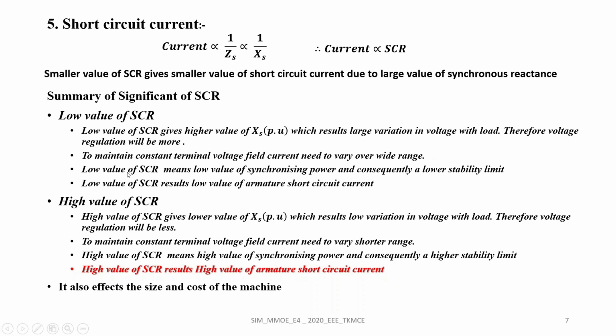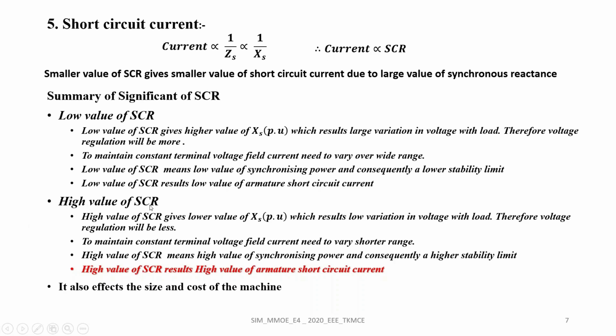Then third point is low value of SCR means low value of synchronizing power. That is, SCR is directly proportional to synchronizing power, which is directly proportional to stability limit. So low value of SCR means low value of synchronizing power and consequently lower stability limit. Then lower value of SCR results in low value of armature short circuit current. Why? Because current is directly proportional to SCR.